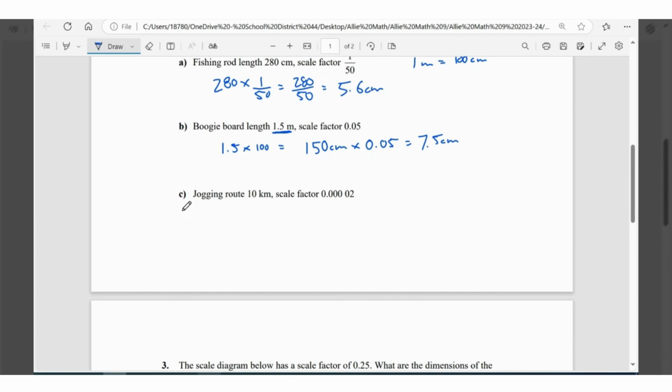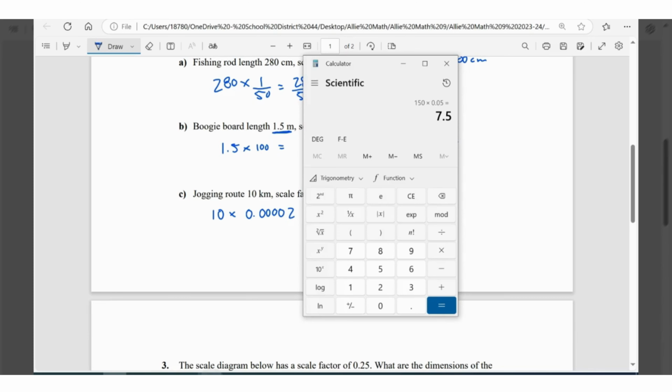A jogging route is 10 kilometers and the scale factor is 0.00002. Our answer needs to be in centimeters, as you'll recall. So we can do our 10 times, this is kind of the other method, we could do our conversion later in the question, times 0.000, how many zeros, 4 zeros, 2. And let's see what we get.